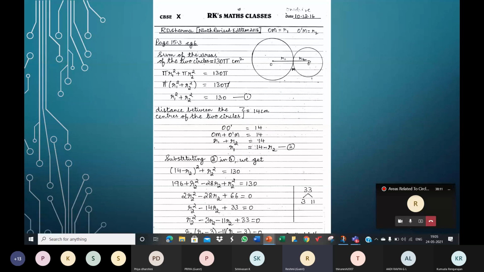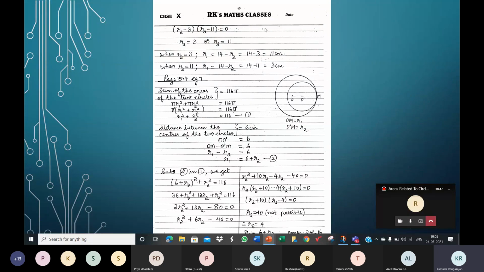Ma'am, here the distance is 14 centimeters, the line you have drawn, right? Yeah. Fine. Yeah, you can complete this yourself. See the answer in the next page.